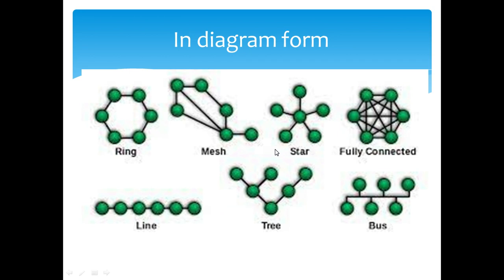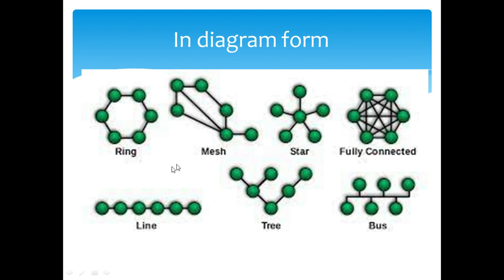The first one, as you can see, is the ring. The nodes represent the computers, and as you can see, they're connected on a single line, on a single circle of a cable. As you can see, there are no terminated ends. They are both connected.